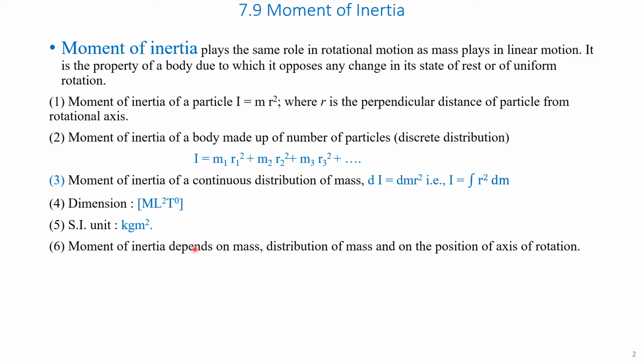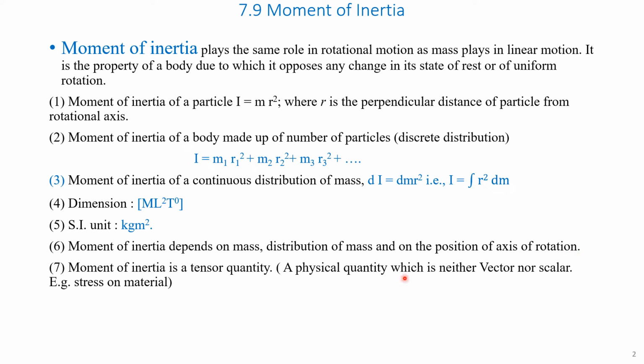Moment of inertia depends on mass, distribution of mass, and on the position of the axis of rotation. Moment of inertia is a tensor quantity. Tensor quantity means a physical quantity which is neither vector nor scalar, similar to, for example, stress on a material.